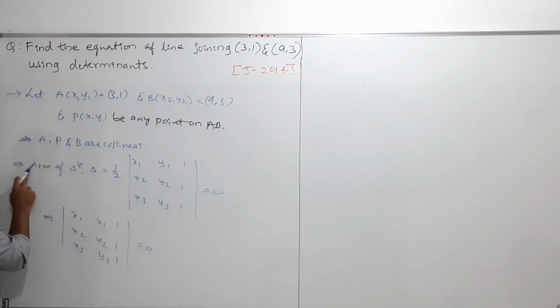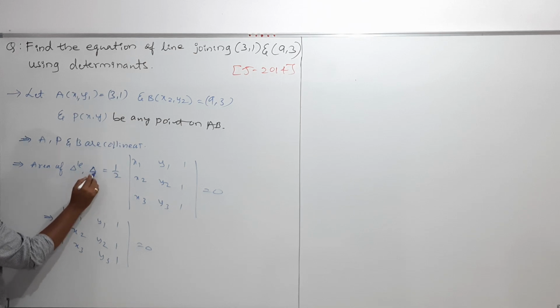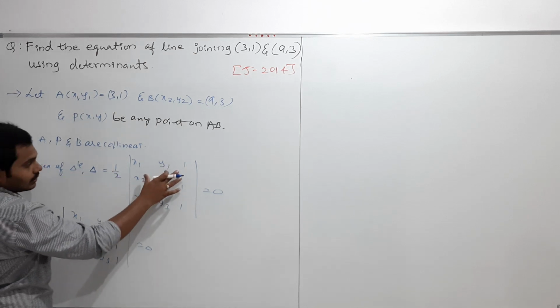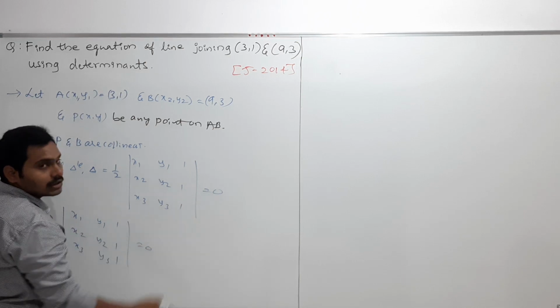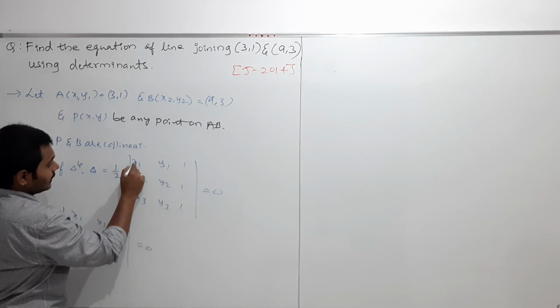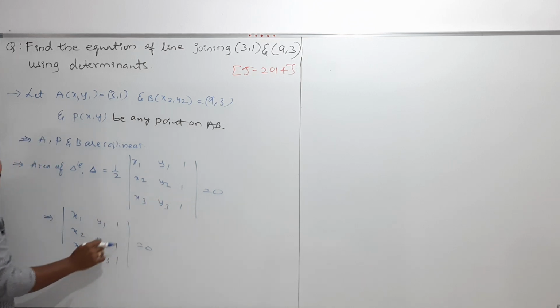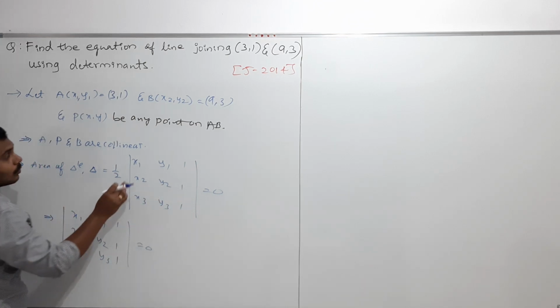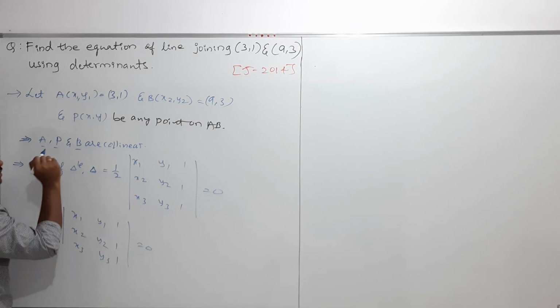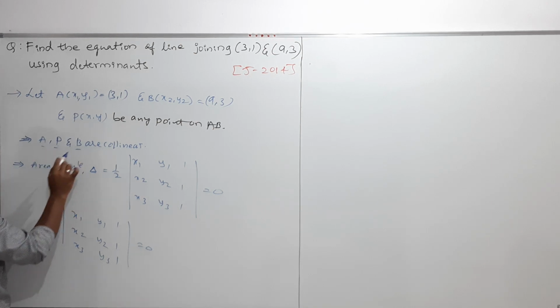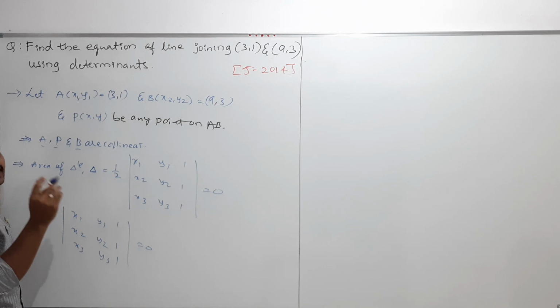So if A, P, B are collinear, I can write that the area of the triangle, determinant, is equal to half into x1 y1 1, x2 y2 1, x3 y3 1, equals 0. This is known to us because if 3 points are collinear, they lie on the same line. If 3 points lie on the same line, there is no question of a triangle.